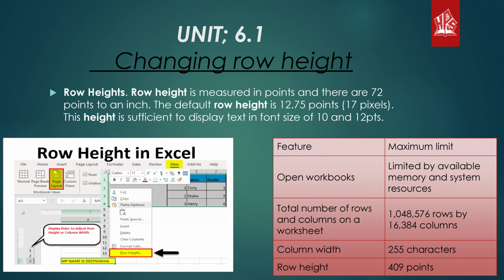Unit 6.1, Changing row height. Row height is measured in points. There are 72 points to an inch. Default row height is 12.75 points, 17 pixels. This height is sufficient to display text in font sizes of 10 and 12 points.